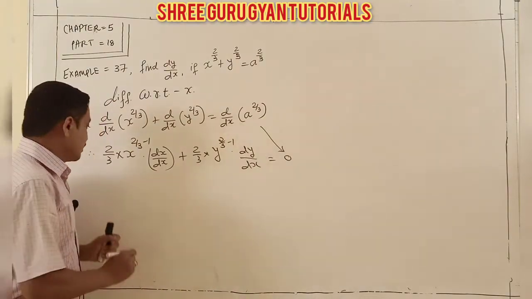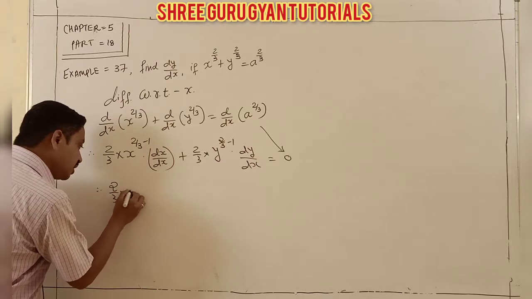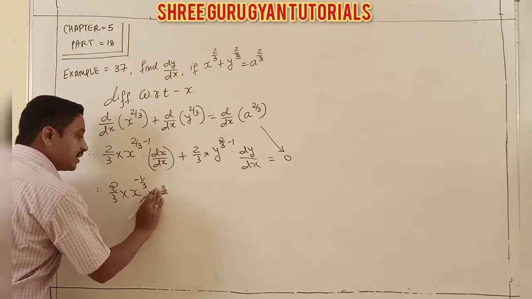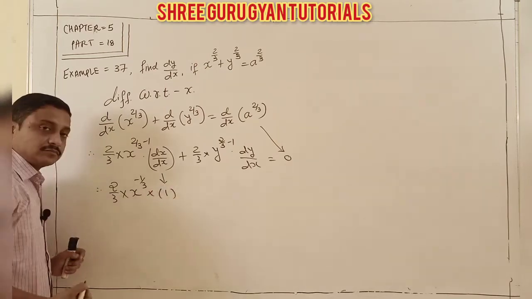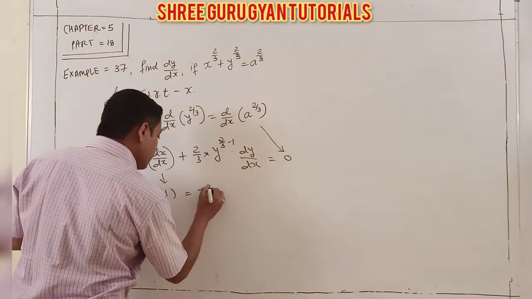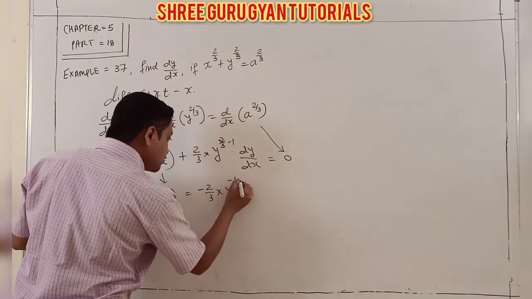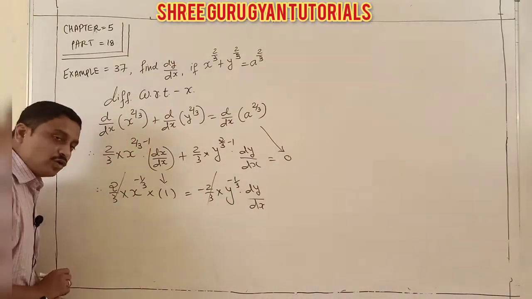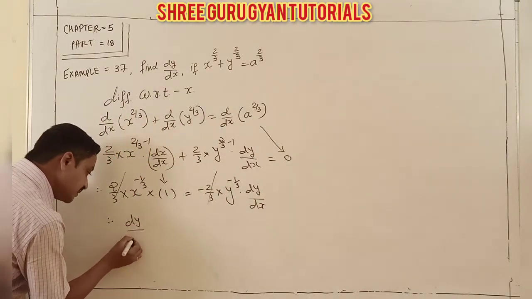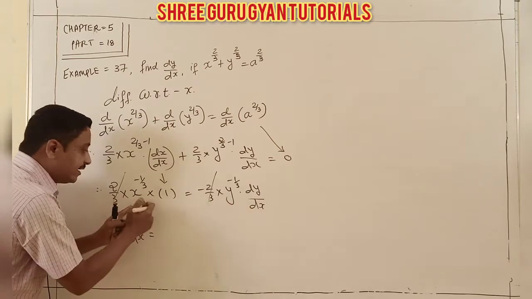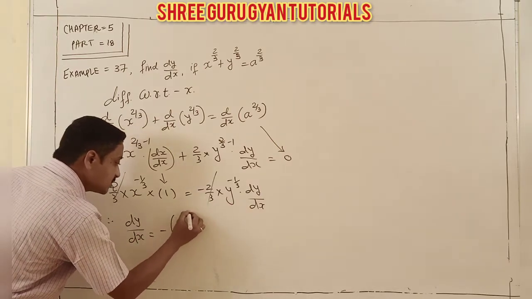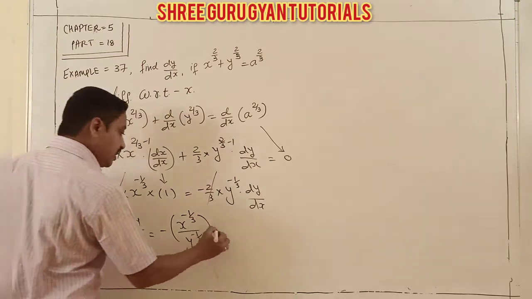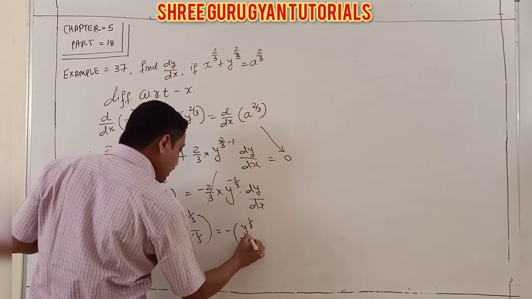constant derivative is 0. It means you get 2/3 x raised to 2/3 minus 1, which is minus 1/3, and dx by dx is 1. Take the right side: minus 2/3 y raised to minus 1/3 dy by dx. Finally 2/3 and 2/3 cancel, students. What you get: dy by dx is only this term divided by that. So minus x raised to minus 1/3 over y raised to minus 1/3. Just rearrange: y raised to 1/3 by x raised to 1/3.